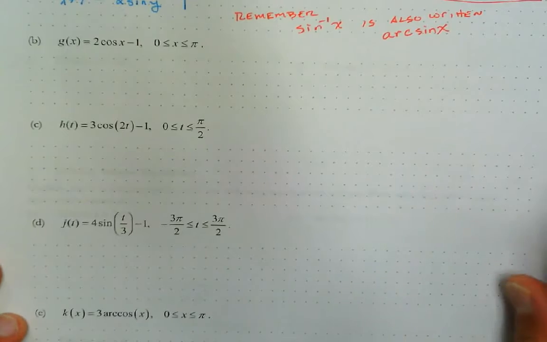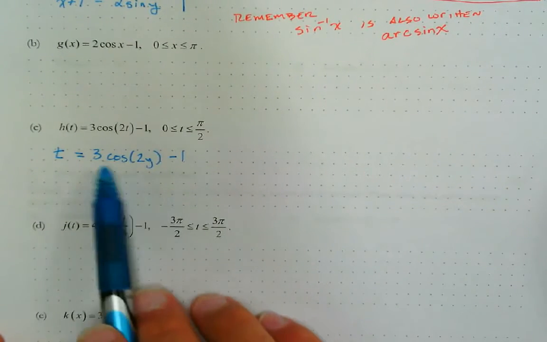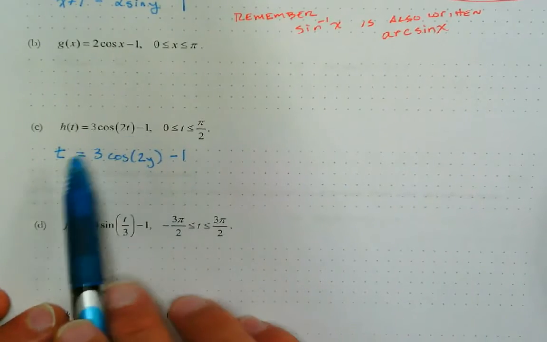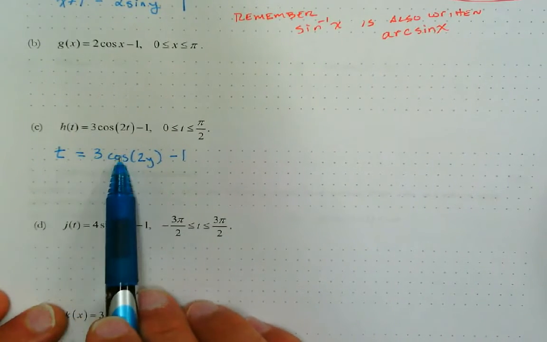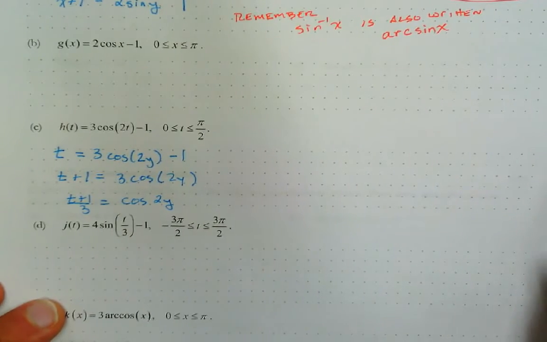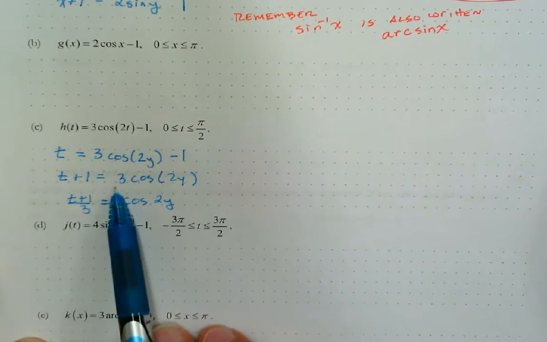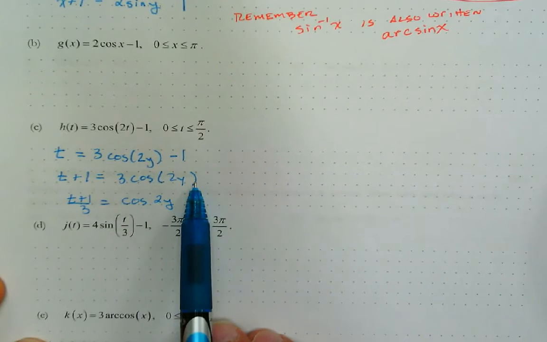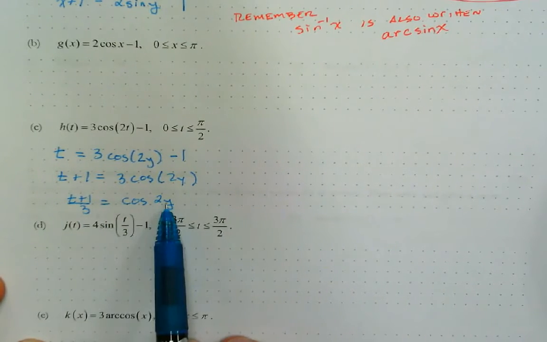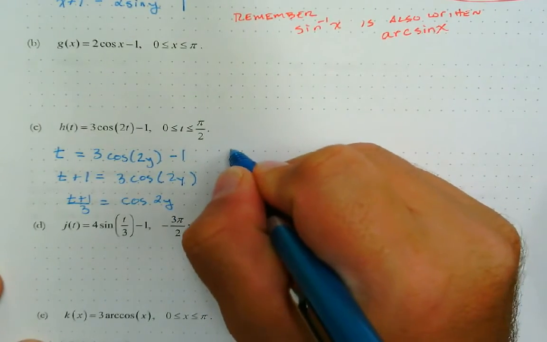How would I answer this question to find the inverse? Well, first, I would switch that x and y, except for here I'm using a t. So t equals 3 cosine of 2y minus 1. Which, if I continue the work, add 1 to both sides: t plus 1 equals 3 cosine of 2y. Divide both sides by 3: t plus 1 over 3 equals the cosine of 2y. Okay, so I'm almost there to finding my inverse.